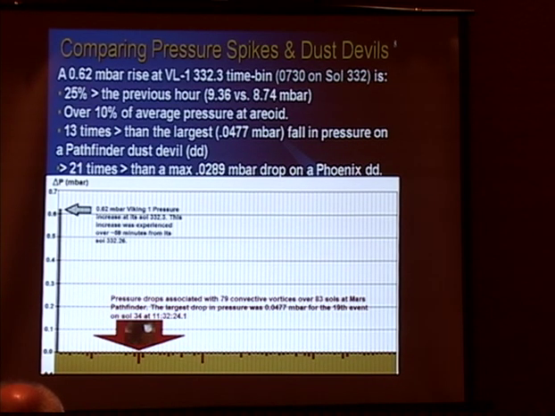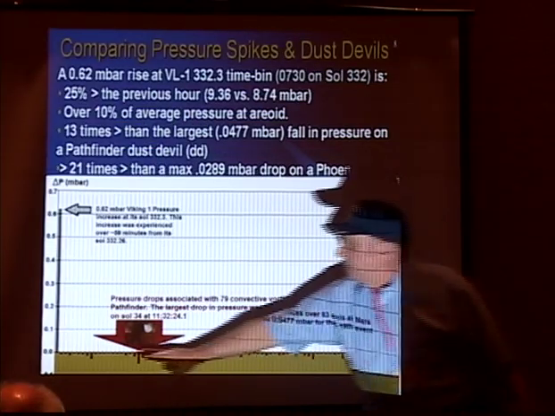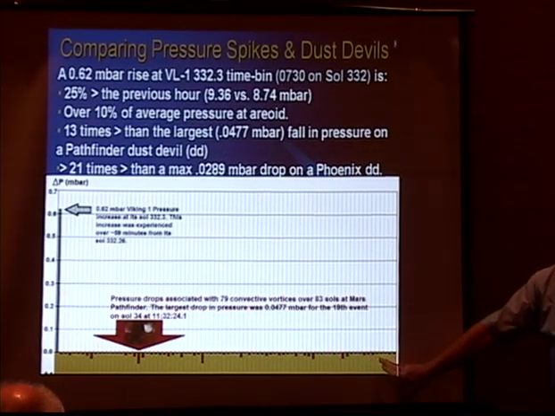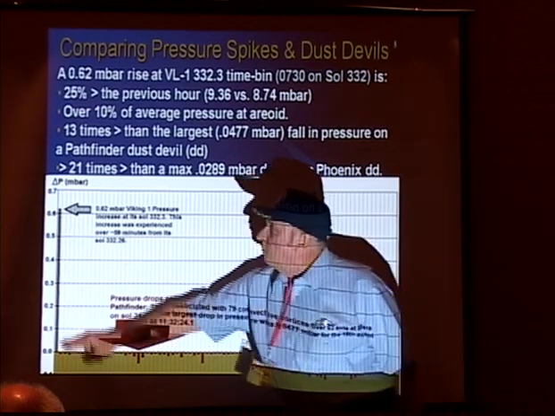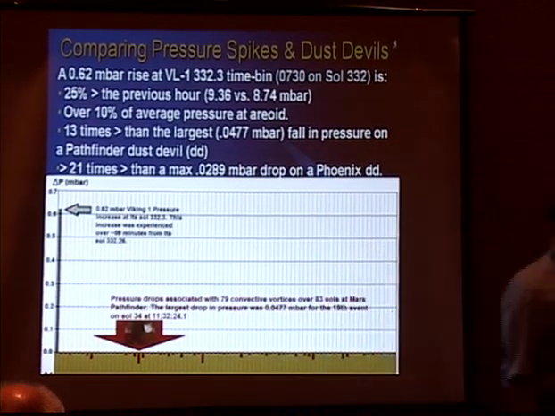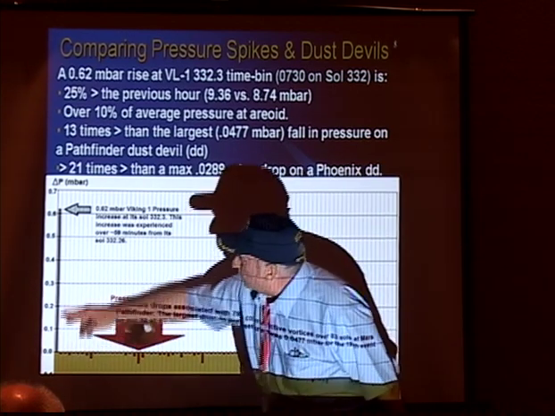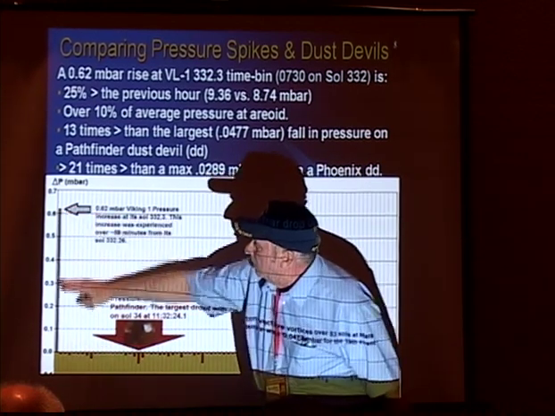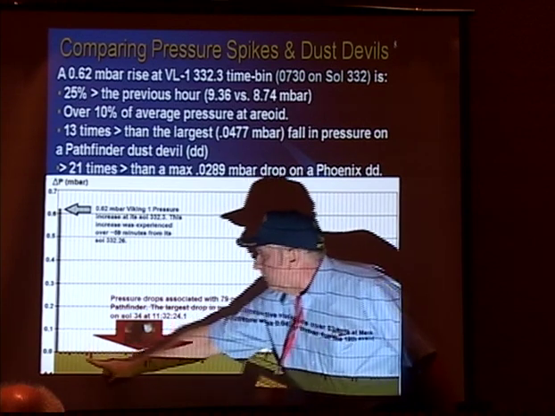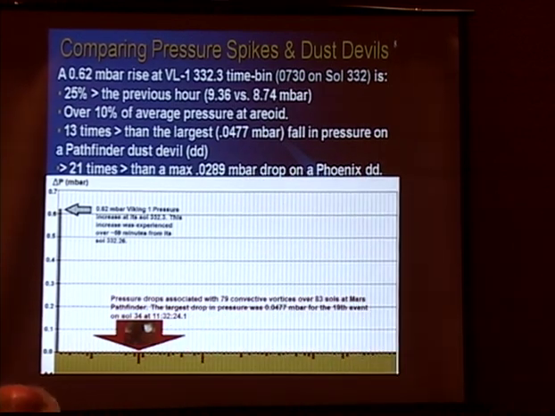Okay, here you see what happens when we look at dust devils down here and compare them with the pressure increase over here at this 7:30 time. That's quite astounding. This pressure increased 0.62 millibars at that 7:30 time. All of these red bars down here represent dust devils that went over the Pathfinder. So you would think it's a rather dramatic event.